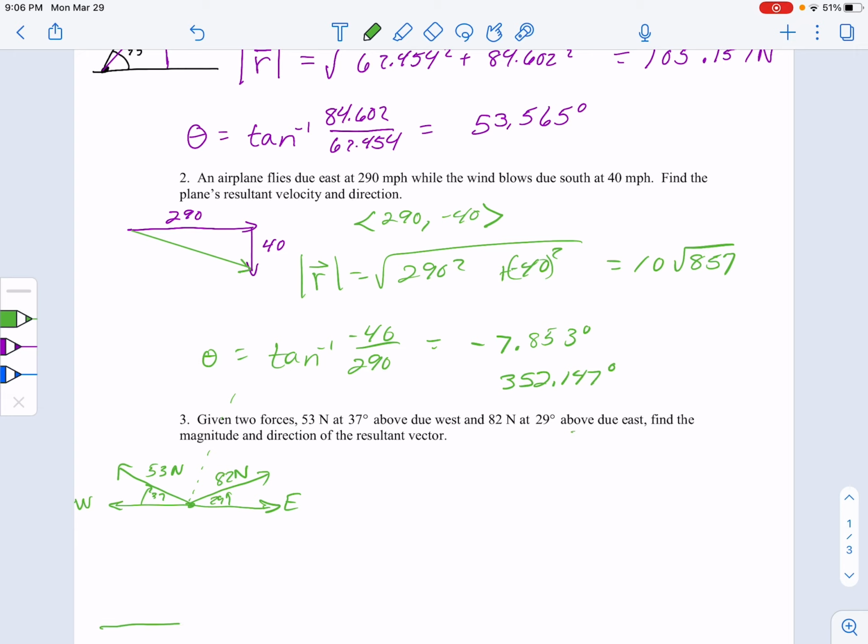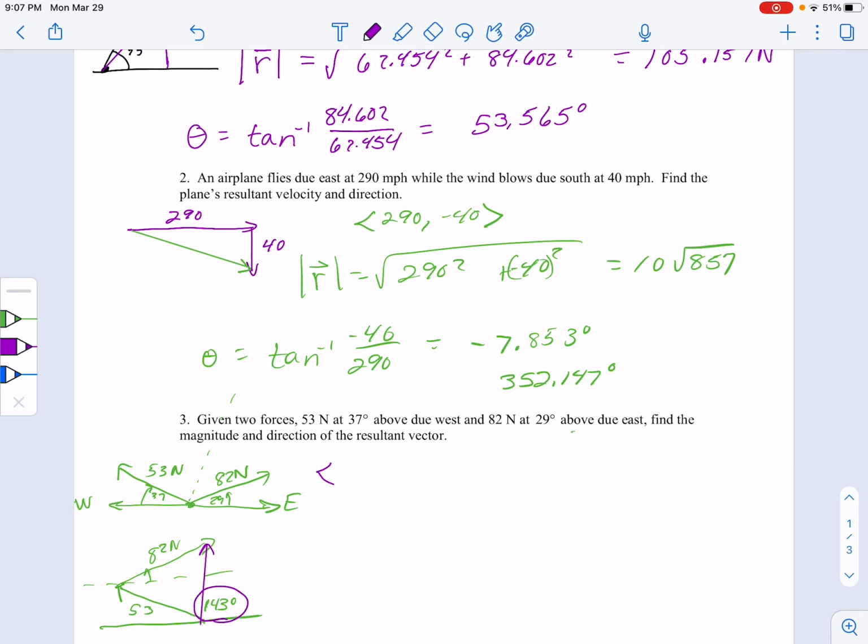So if you draw it the way you add, you draw your first one over here, and that's 180 minus 37 degrees, which is 143 degrees. And then at the end of it, you'd measure 29 degrees and draw this. And your resultant connects them right there. Okay? So you're going to do components. The key thing is figuring out this angle.